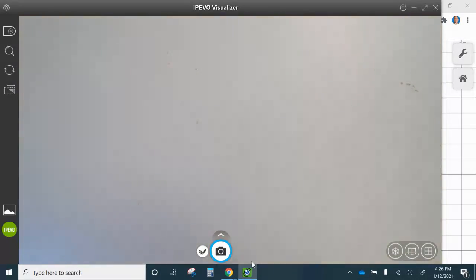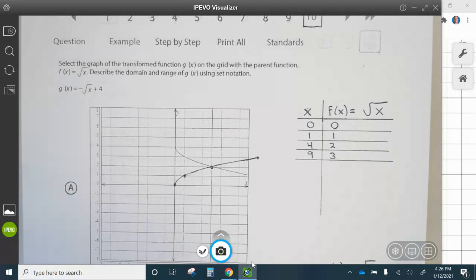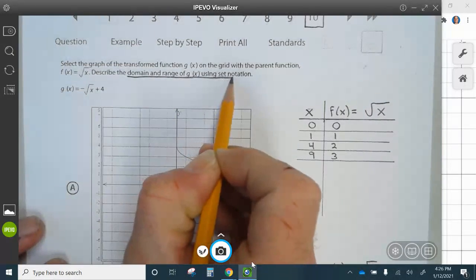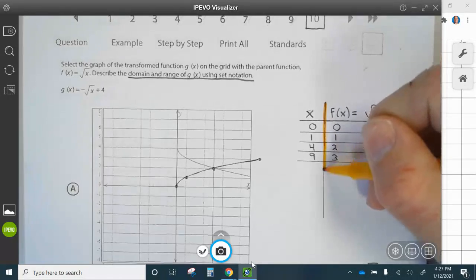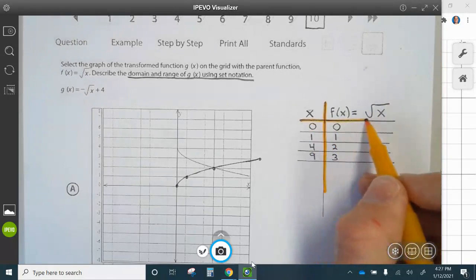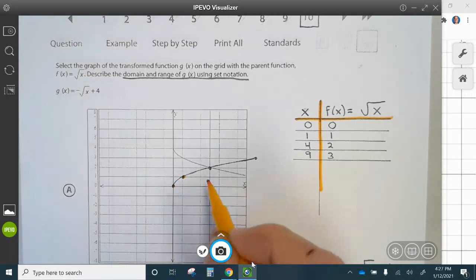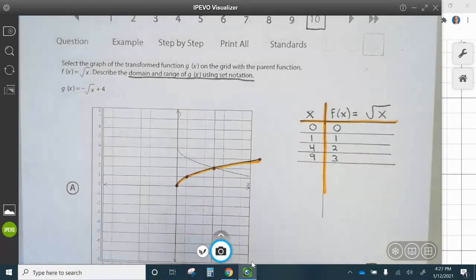All right, question 10. It says, select the graph of the transformed function g of x on the grid with the parent function f of x equals the square root of x. Describe the domain and range of g of x using set notation. So we want the domain and range of g of x. Now, we've graphed this before, so I've already put the numbers there. So let's do f of x in yellow. So 0, 0, 1, 1, 4, 2, 9, 3. So there's f of x equals the square root of x.